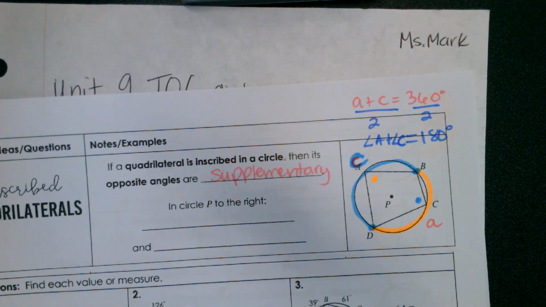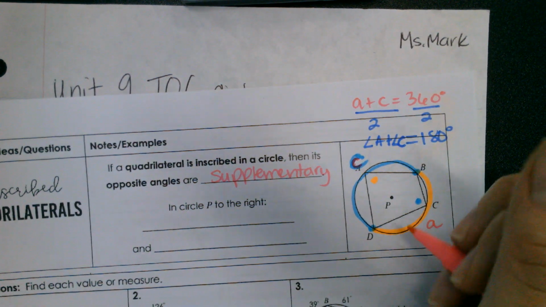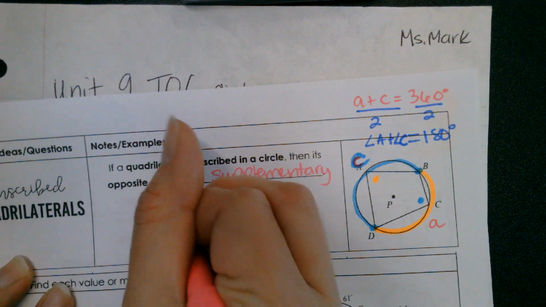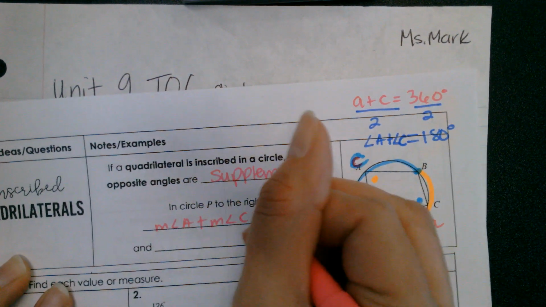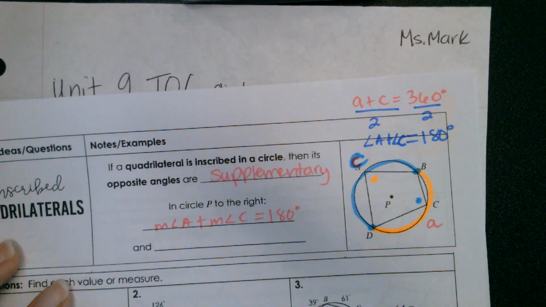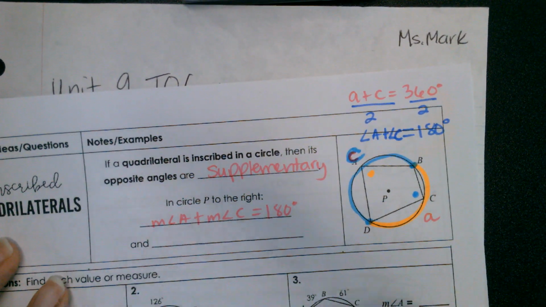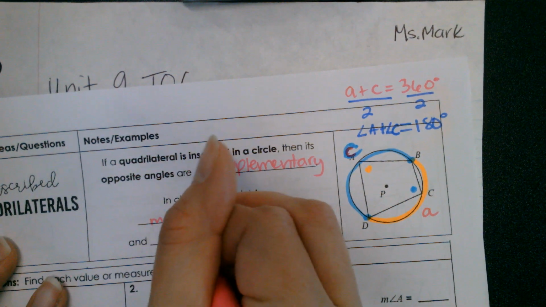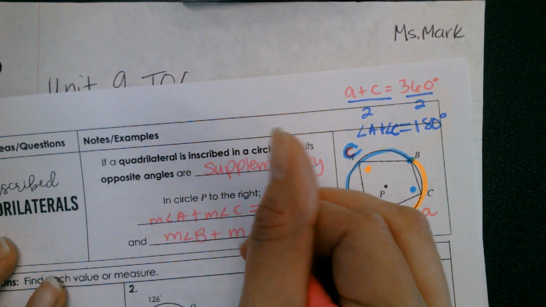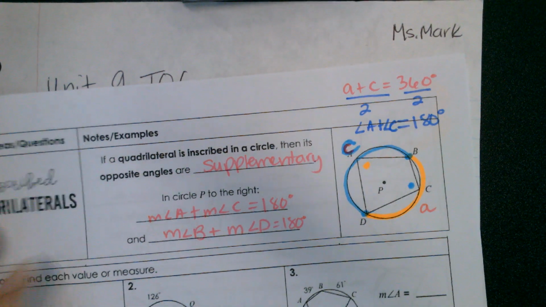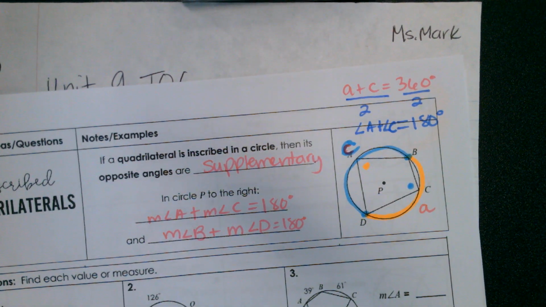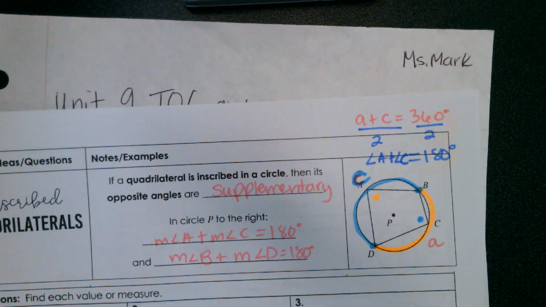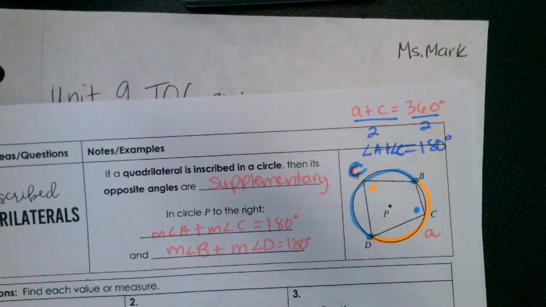Okay. In circle P to the right, we have one that measure of angle A plus measure of angle C equals 180. And then the other opposite angles are B and D. So same equation, measure of angle B plus measure of angle D equals 180. Questions on this? Say that again? Yeah, absolutely. I'll keep it up here.